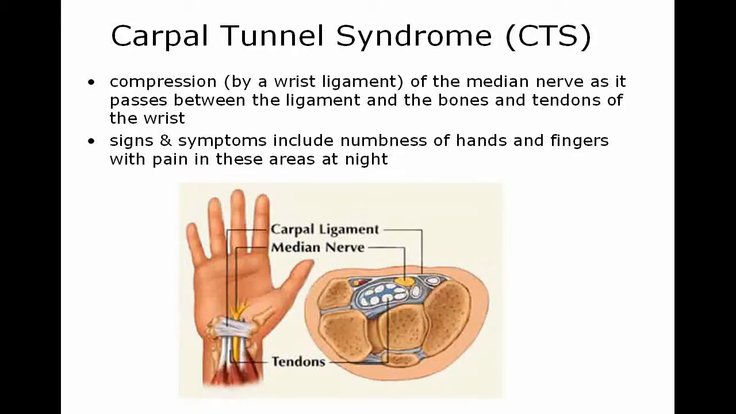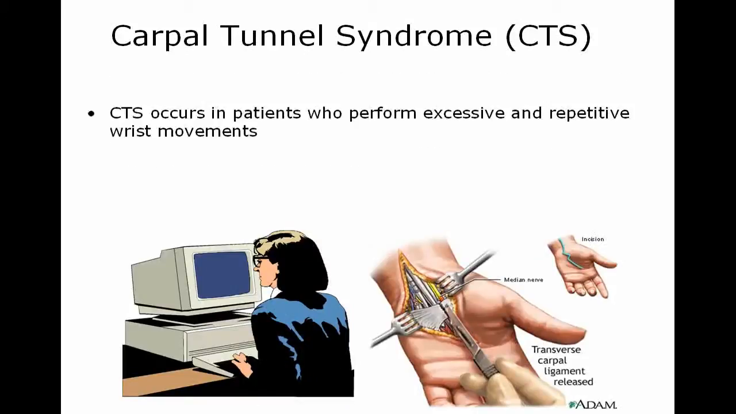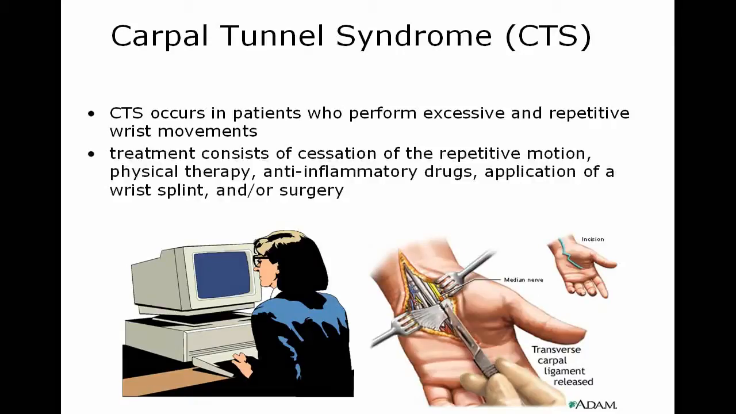It's also referred to as an overuse syndrome. The person is one that performs excessive and repetitive wrist movements. Now, one of the treatments listed is to stop the repetitive motions. Well, that may or may not be possible. It depends on what the person's job is. People who are especially prone to carpal tunnel syndrome are those that work at keyboards for long periods of time.